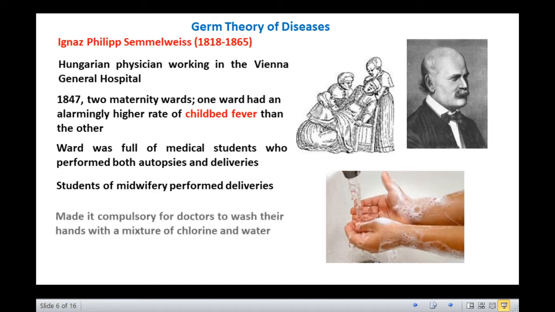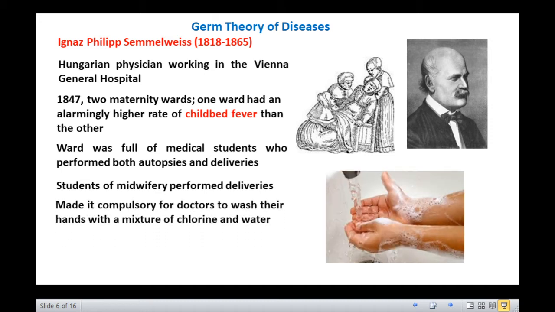Semmelweis then suggested and made it compulsory for doctors to wash their hands with a mixture of chlorine and water. Childbed fever deaths decreased dramatically after the implementation of this practice. Germ theory's wheels of motion began accelerating as it was finally received positively by the medical fraternity that diseases could be transmitted interpersonally.